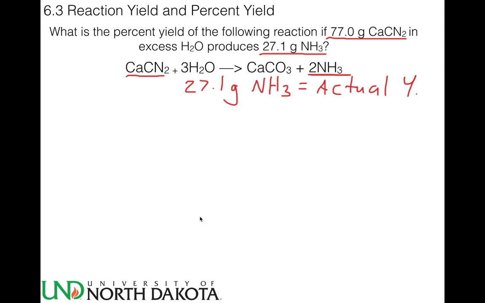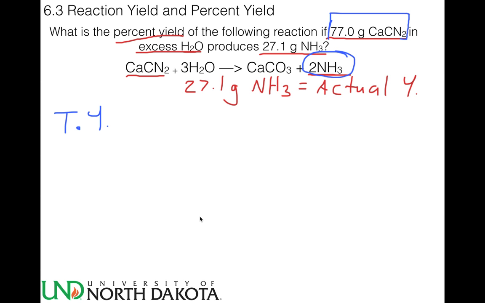And now we're also told we have excess water. When you have excess of a reactant, that means that you don't have to worry about it. And so it doesn't limit the reaction, which we'll talk about in the next video. So we're just not going to worry about water right now. In order to find the percent yield, we need to calculate our theoretical yield. So we need to find what is the maximum amount of our product ammonia that we can get with 77 grams of calcium cyanide. So let's solve for that right now. I'm going to say that our theoretical yield, or TY, is equal to this.